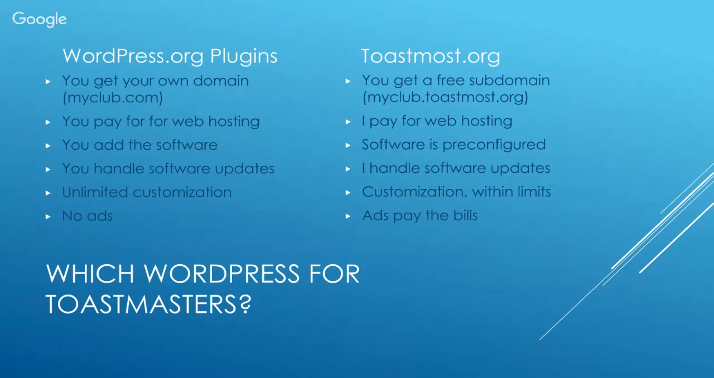or you can go to toastmost.org. So if you go to the WordPress for Toastmasters site, there's something that says sign up for my own site. So these individual club websites are hosted at toastmost.org, and your website address would be something like myclub.toastmost.org.